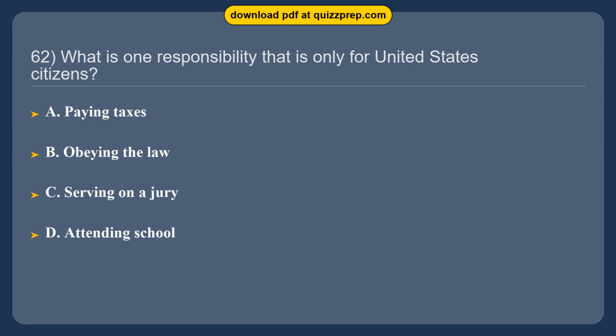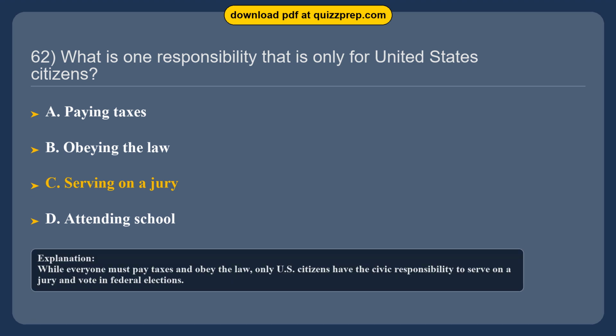Option B. Obeying the law. Option C. Serving on a jury. Option D. Attending school. The correct answer is option C, serving on a jury. While everyone must pay taxes and obey the law, only U.S. citizens have the civic responsibility to serve on a jury and vote in federal elections.